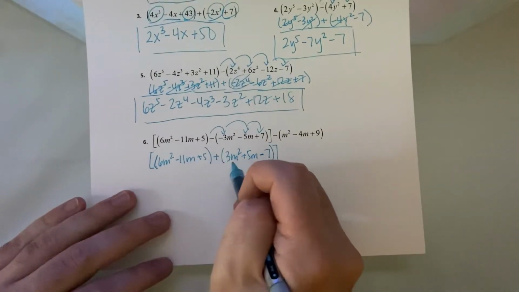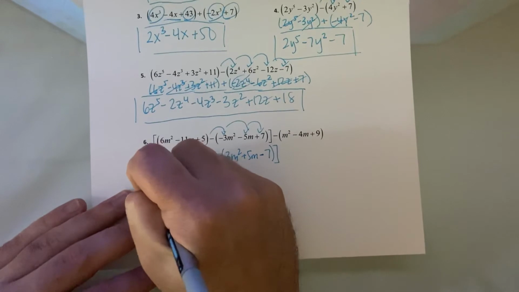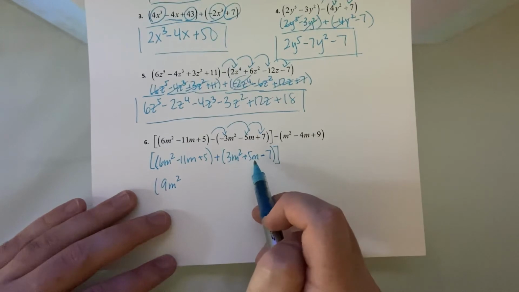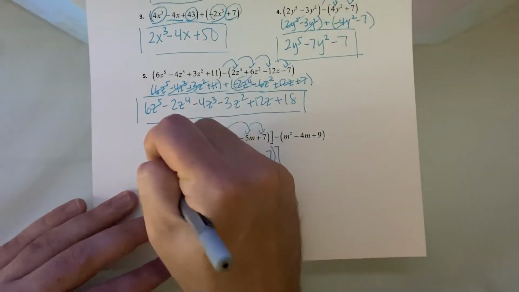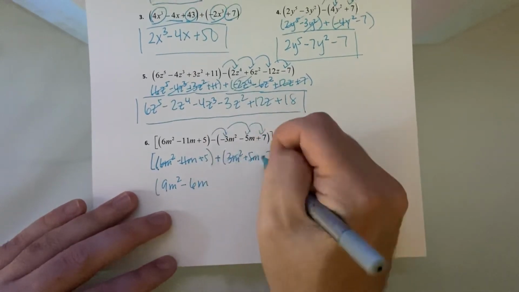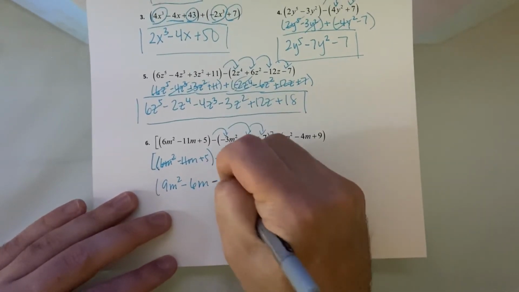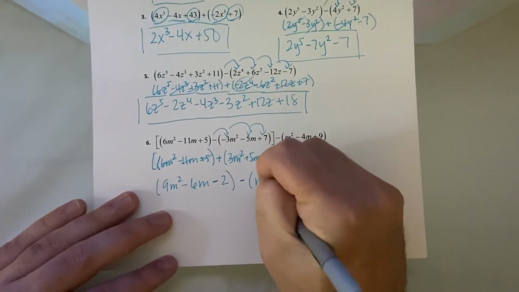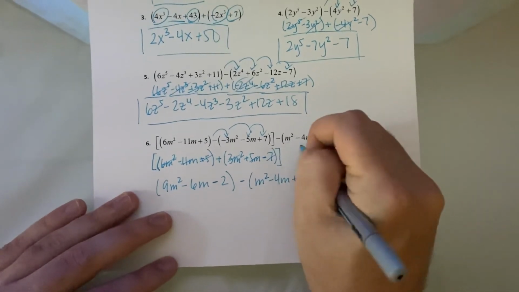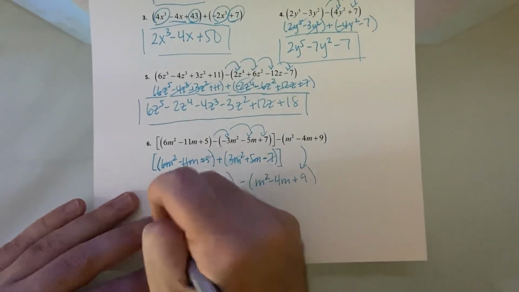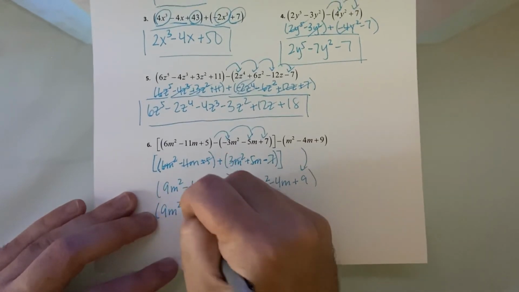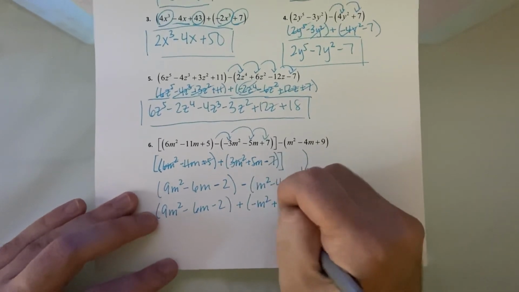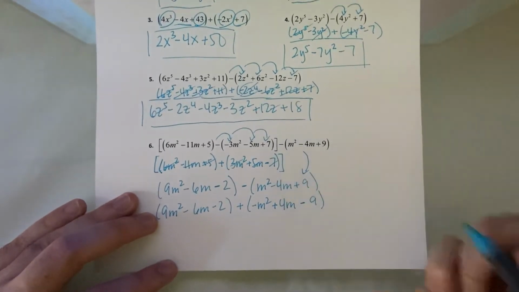So we add them, 6m squared plus 3m squared is 9m squared. Negative 11m plus 5m is negative 6m. 5 plus negative 7 should be negative 2. Now this whole thing is minus this m squared minus 4m plus 9 on the right. Now again, because it's a minus, I'm going to distribute the negative and turn it into a plus. This is negative m squared plus 4m minus 9.